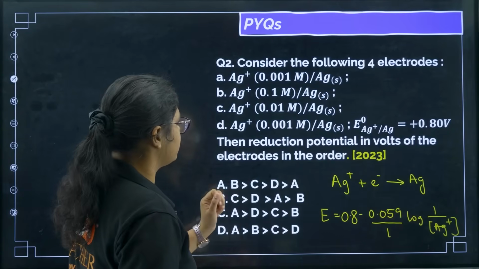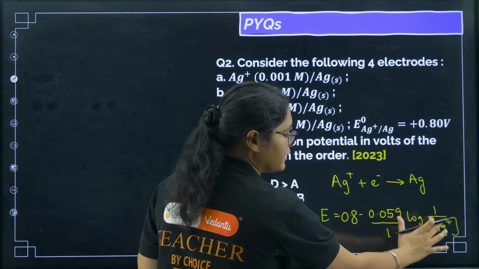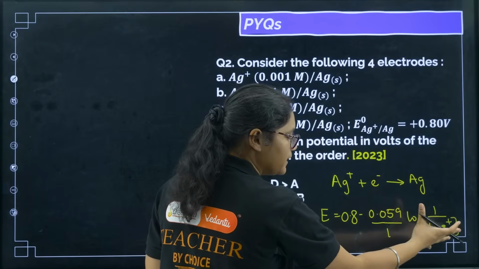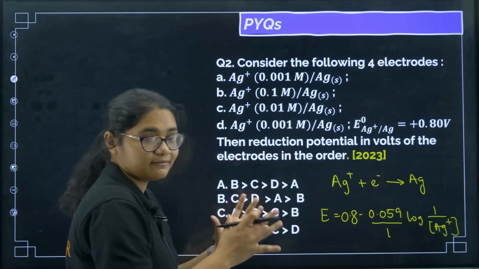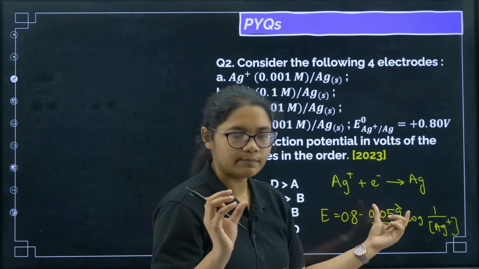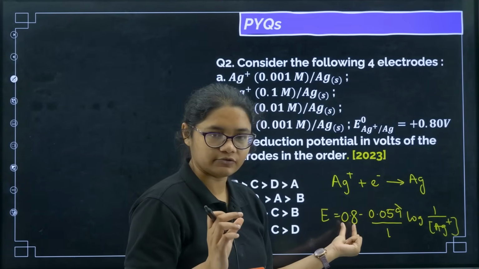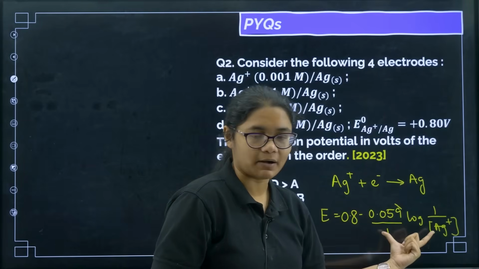Now what we have to calculate? This number, right? This is a number which has to be subtracted. So if this number is very big, then you are subtracting a big number from 0.8 and the E value will decrease. If this total value is a small value, then you are subtracting a small number from this one and the total value will be a bigger one. So we have to just calculate this part for all of them.